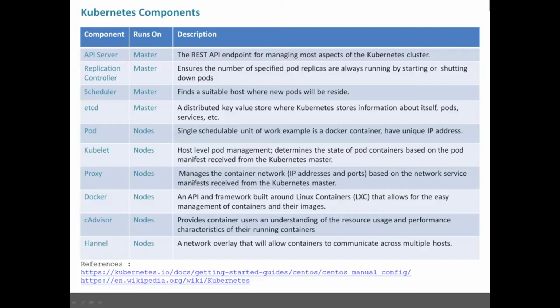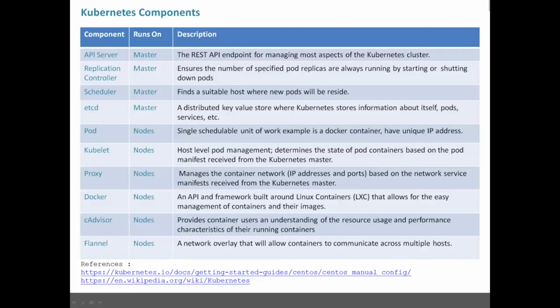Scheduler, that again runs on the master. The scheduler basically finds a suitable host where new pods will be residing. What does it mean? The scheduler checks, okay, what is the load on the target node? Is that machine heavily loaded or not healthy? Or let's say we have configured that machine so that it doesn't create any new pod on that particular machine. Let's say we have frozen that particular node, and the Kubernetes scheduler service knows, okay, that node is frozen, this is not my target to create a new pod. It will check the appropriate or the free node basically.